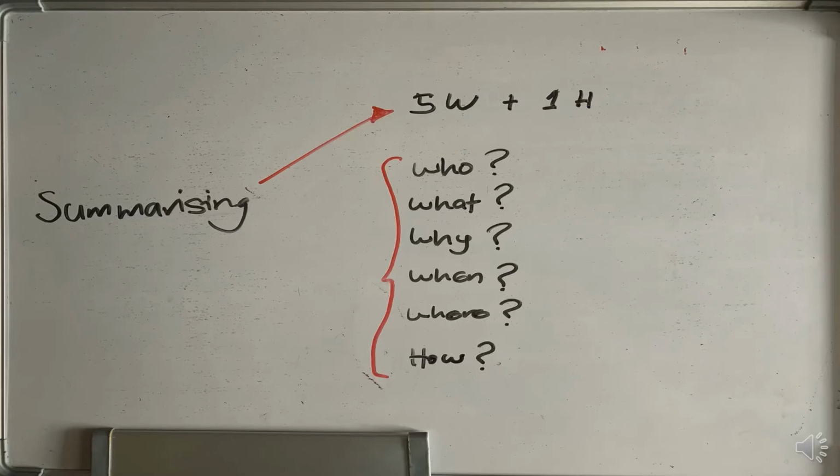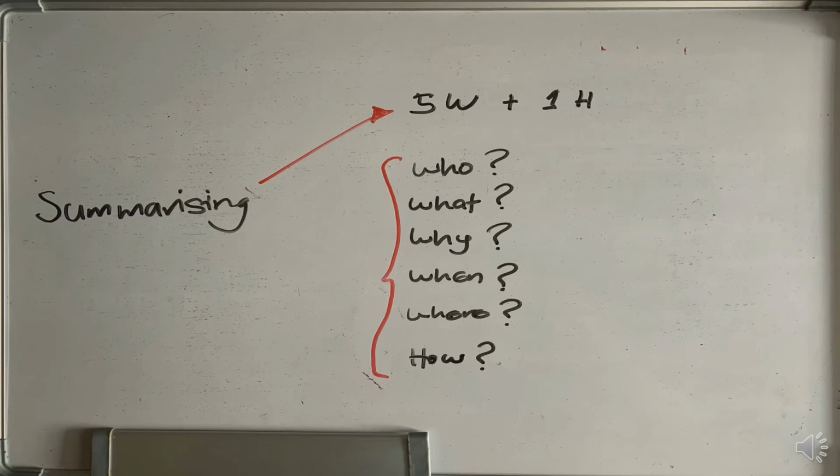When you are going to summarize, you can look for the aspect of 5W plus 1H. What is 5W plus 1H? It is the questions of who, what, why, when, where, and how. When you look at the text, let's say you are looking at the figures, facts, numbers, you can look for that kind of information. What is it about? For example, why does it happen? And who were involved?